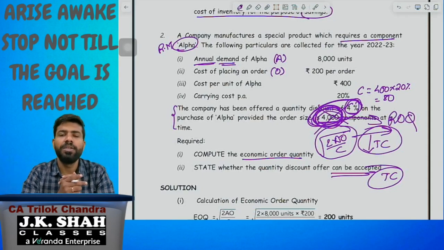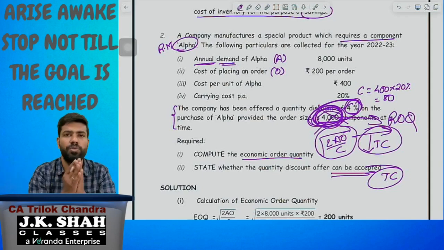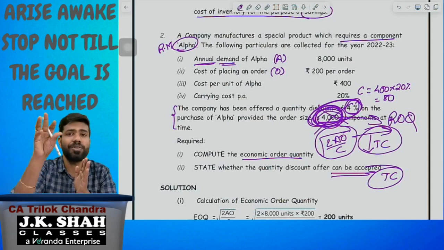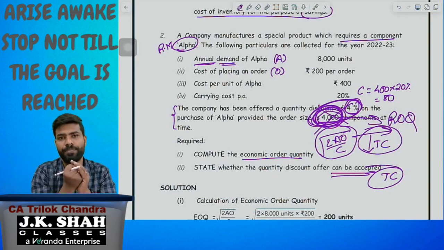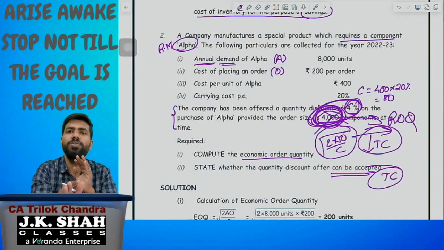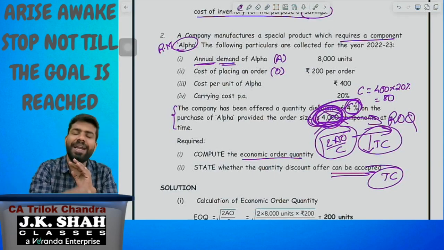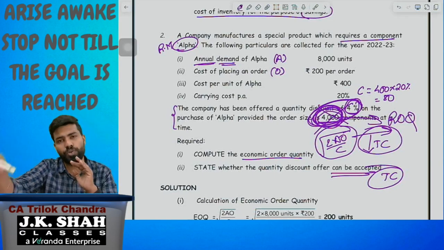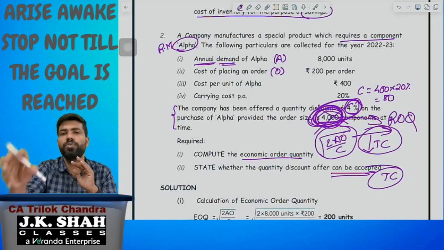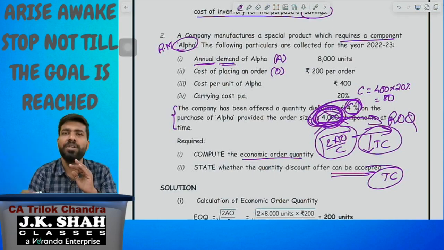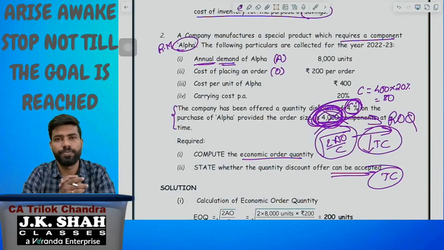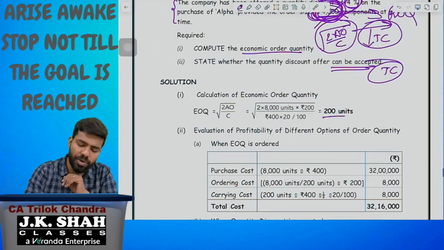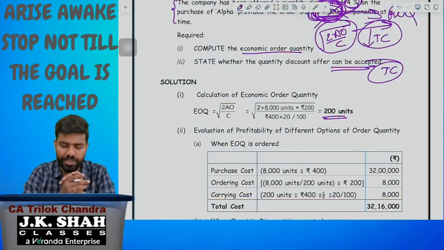Are you understanding? EOQ is the least cost if there are no discounts. If there is a discount, there is a certain quantity which can make the cost less than EOQ because of the discount benefit. So what we need to do is calculate the total cost at EOQ and the total cost at ROQ of 4,000 units. If ROQ of 4,000 units is less because of the discount, then we will go for the discount policy. Otherwise, we will continue with the EOQ. Are you understanding? So first we calculate the EOQ, that is 200 units. The EOQ is 200 units.